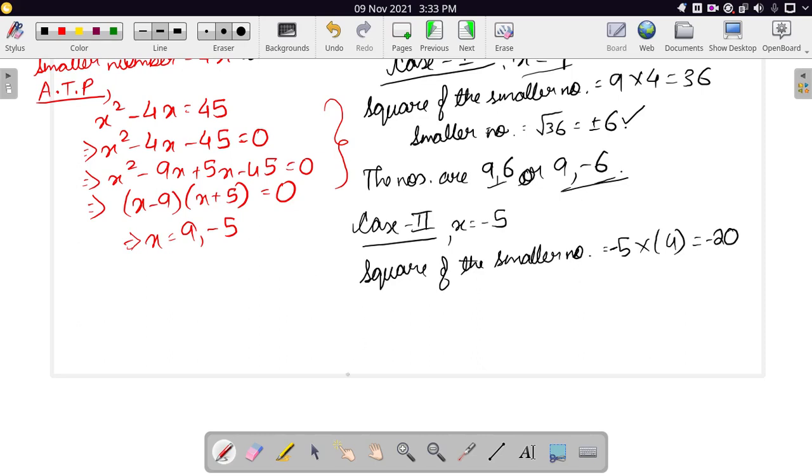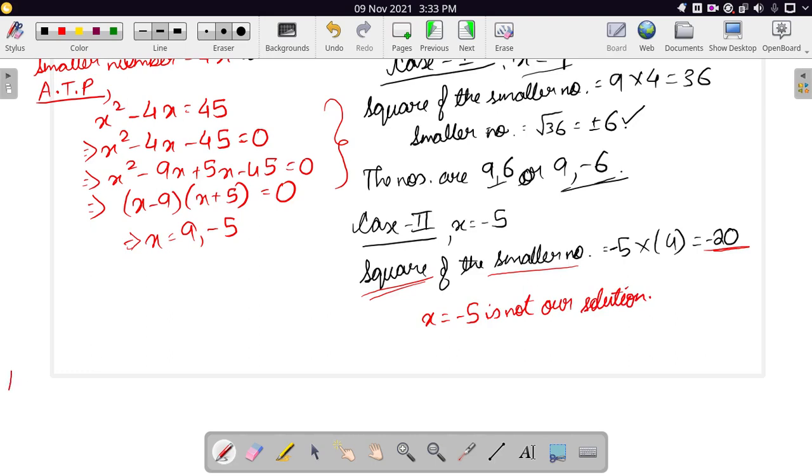Here we are saying on the left hand side, square of the smaller number, and on the right hand side we have a negative number. So square of any number can never be negative, so we arrive at a contradiction. So this is the main reason why x equal to minus 5 is not our solution. You need to provide this reasoning. When the question carries 3 or 4 marks, you need to provide this reasoning.